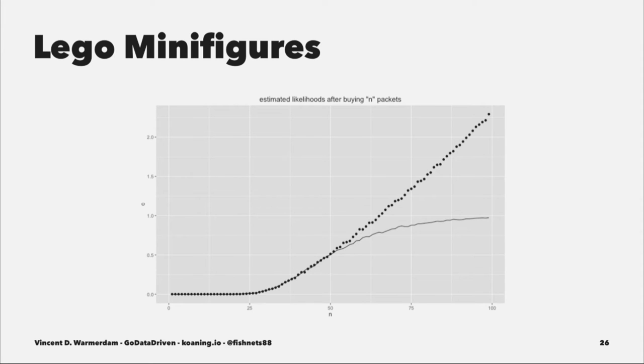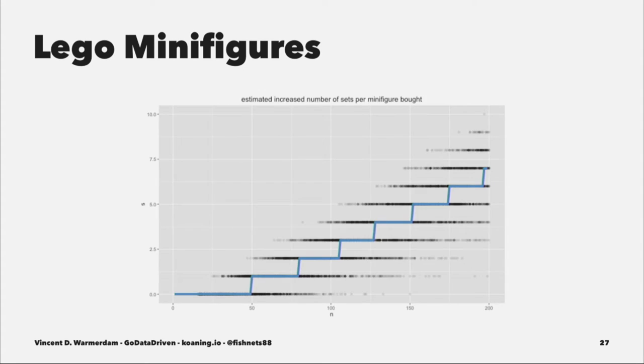Because when I was looking at this, it sort of made me wonder, gee, if I have one set, and I start collecting even more, from the first set that I collected, I probably have some spare Lego minifigures, which I could probably use to make sure that the second set that I buy is actually easier to collect. So I figured I'd plot that. I simulated this over and over and over again, and the blue line that you see here, this is again the number of packets. This would be the number of sets that I would have had.